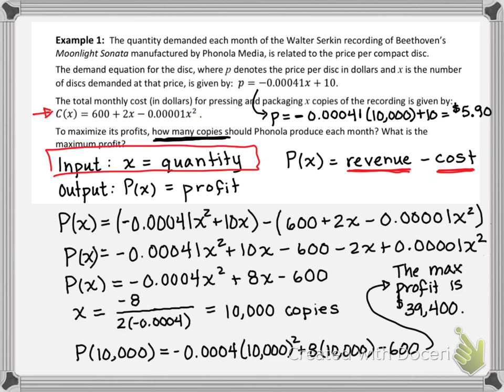So if they set the price at $5.90, they would be able to sell 10,000 units, and that would maximize their profit. So once you find that x value that maximizes your profit, you can use it to find all sorts of other things.